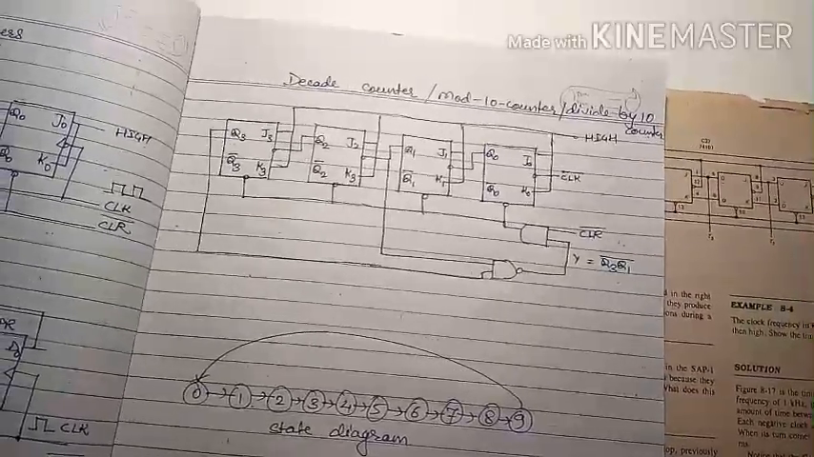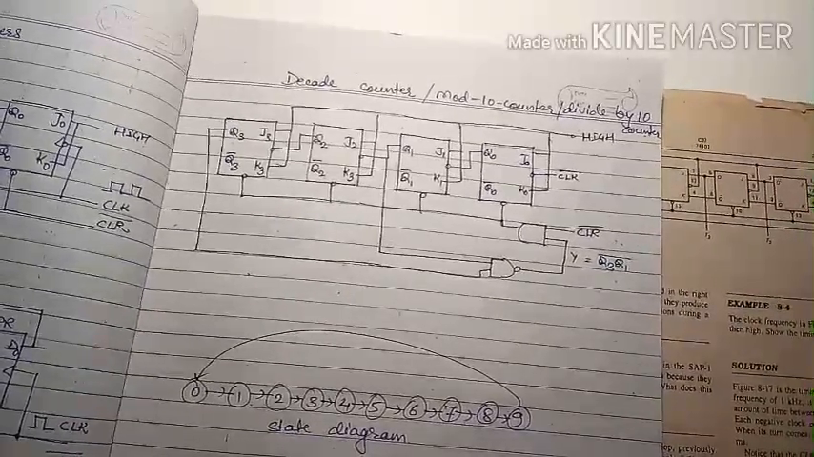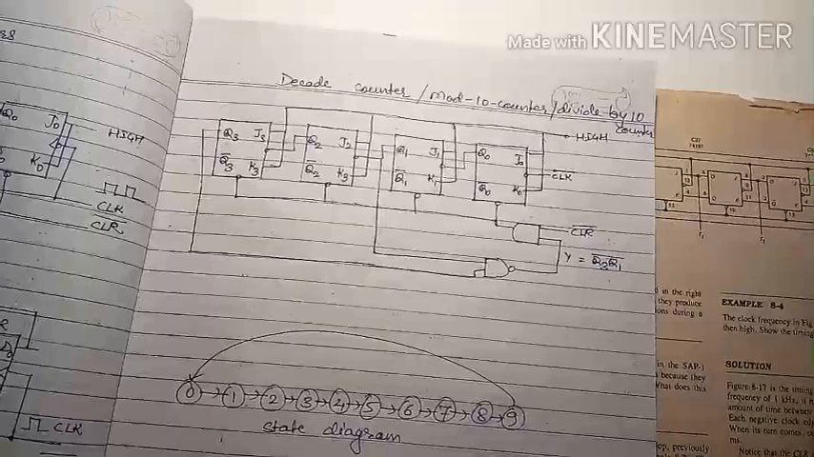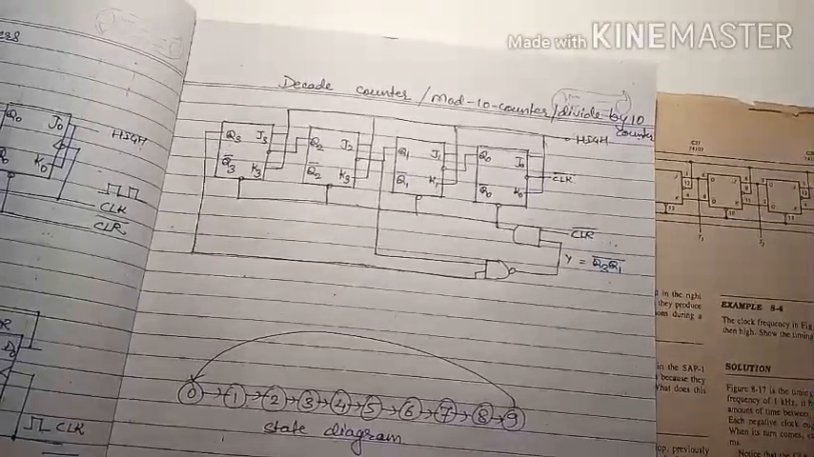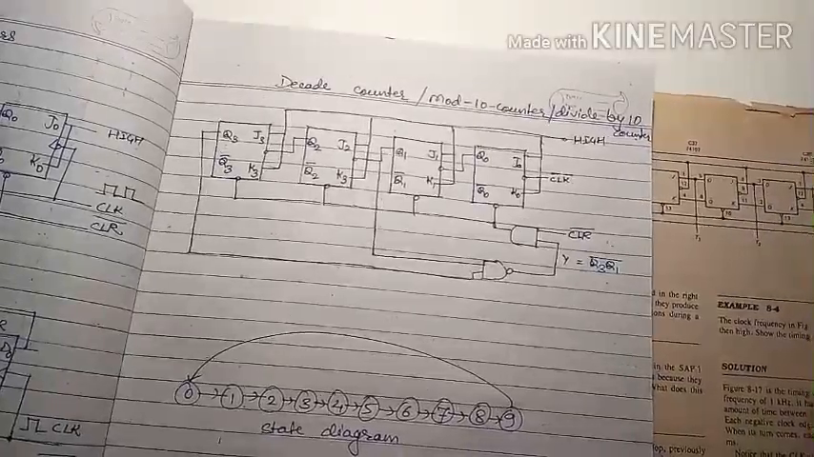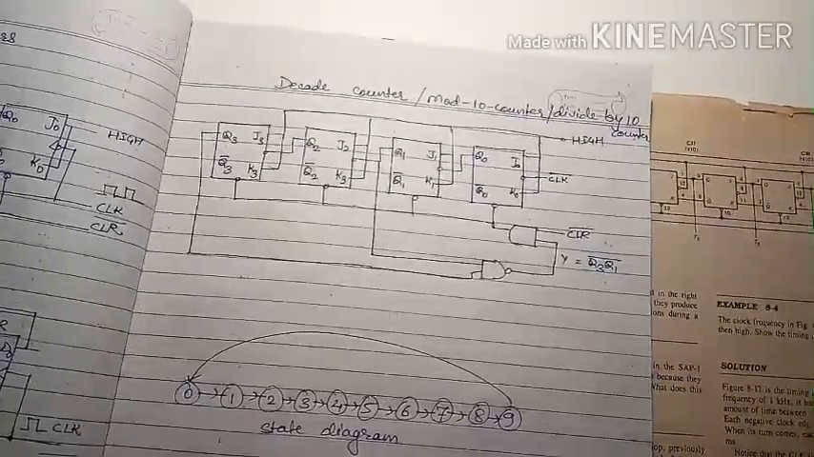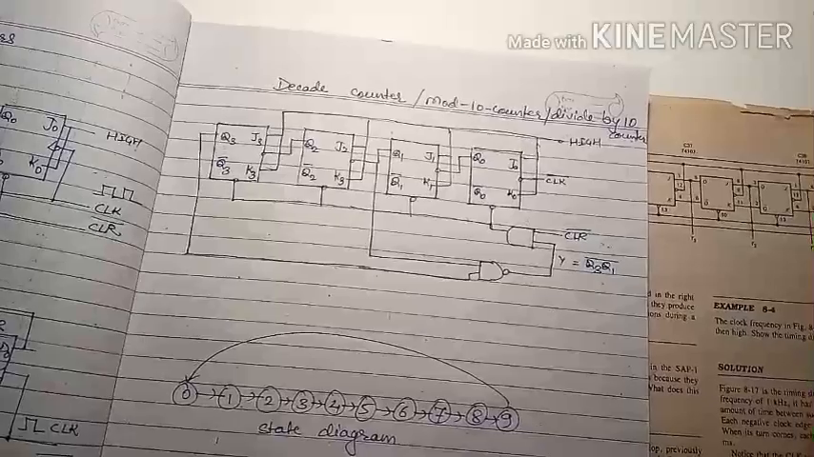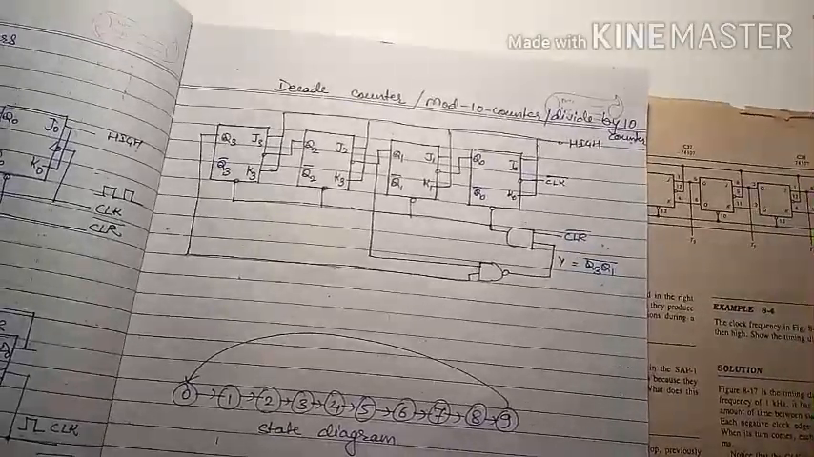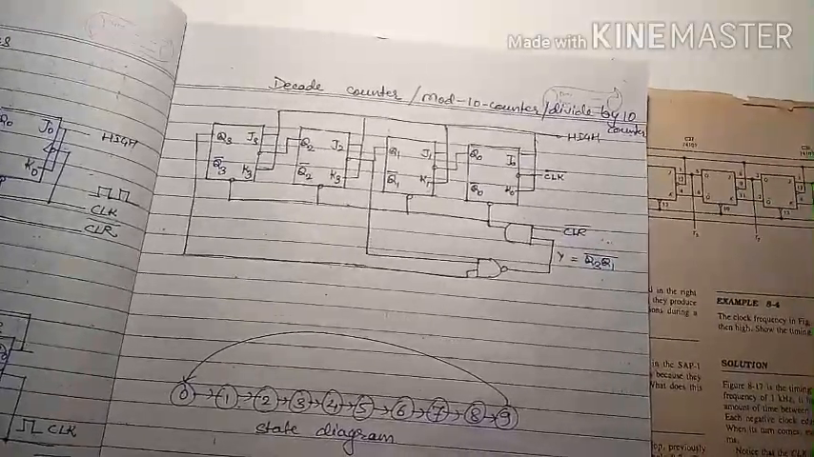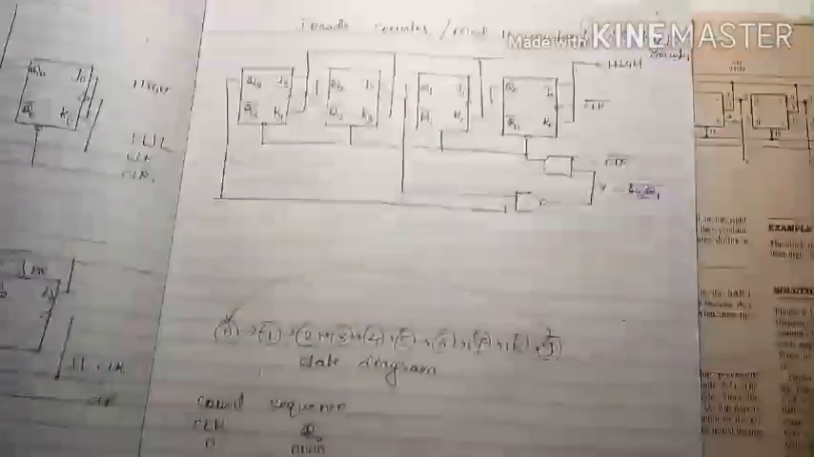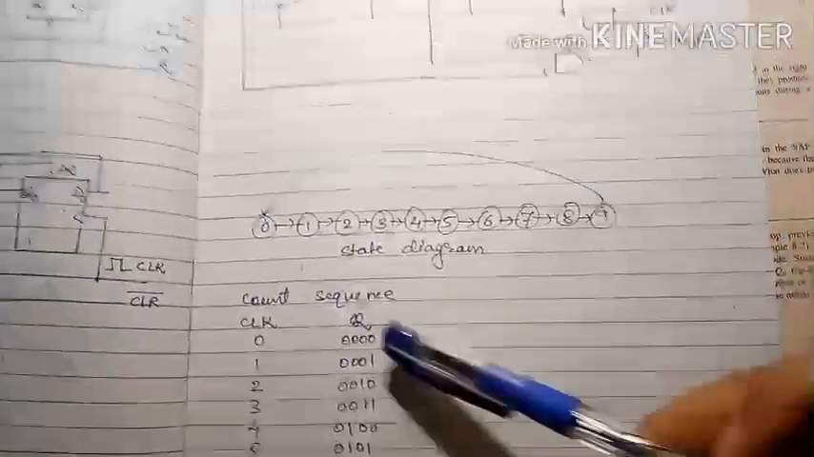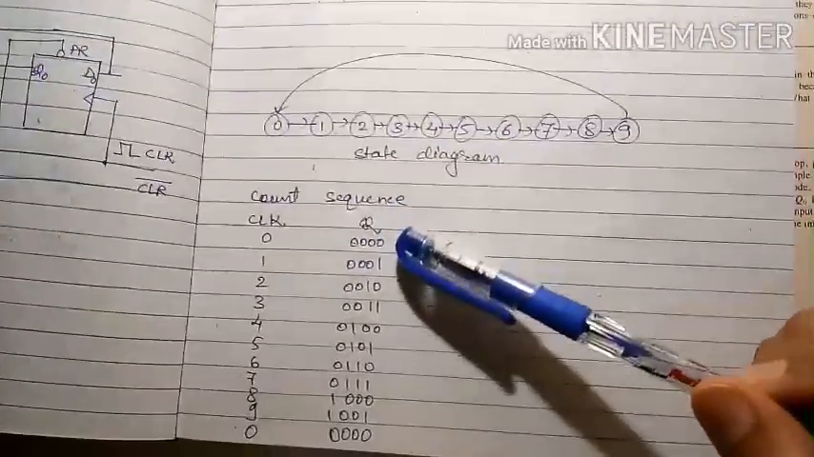The diagram shows a way to build a modulus 10 counter or decade counter. This circuit counts from 0000 to 1001. On the 10th clock pulse, the counter generates its own clear signal and then the count jumps back to 0000. The output count sequence is like this. So here is the count sequence with the clock pulse.